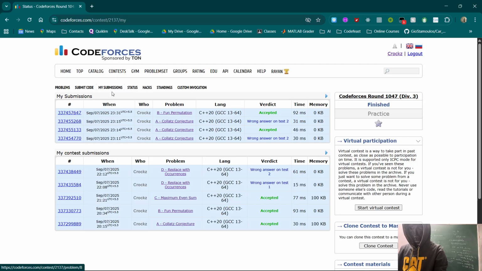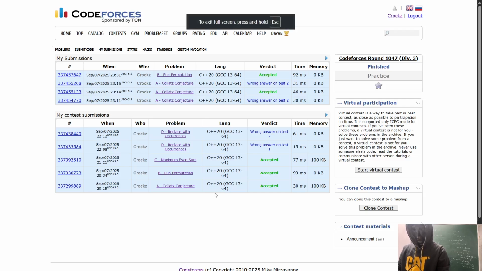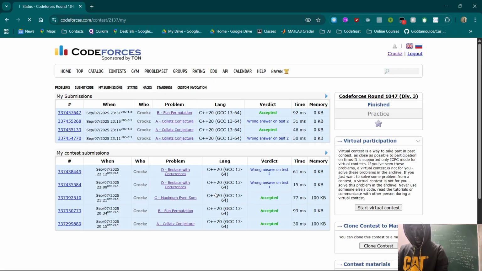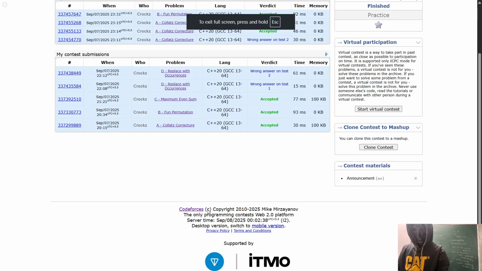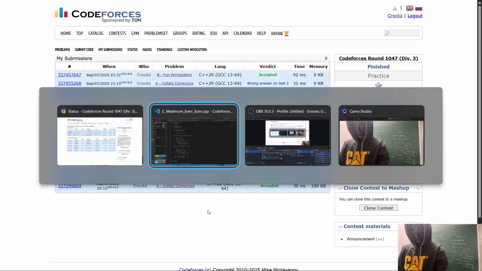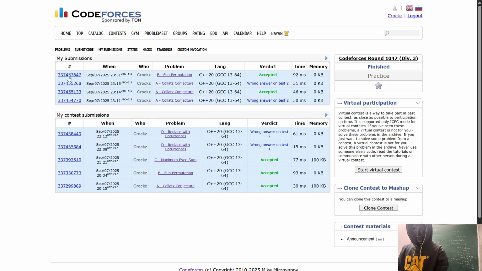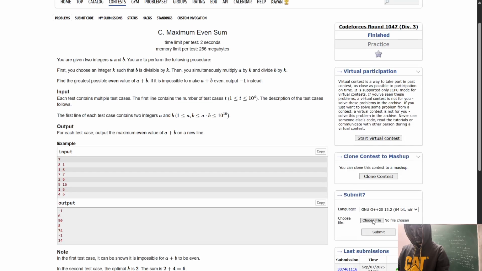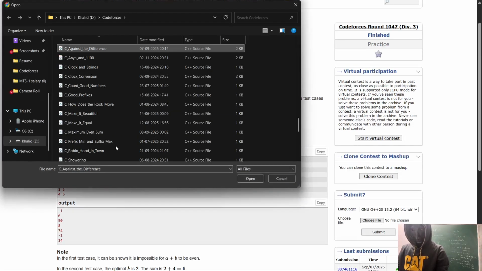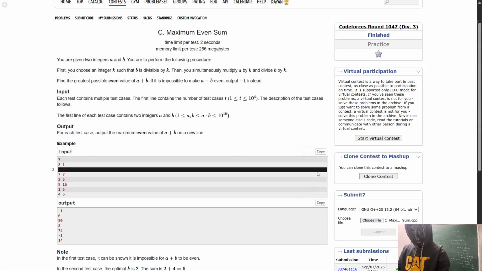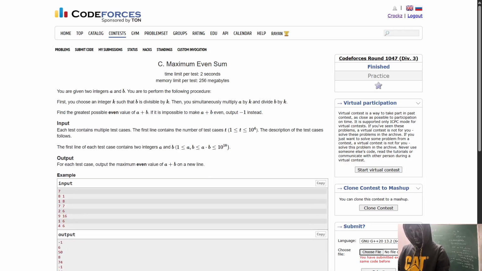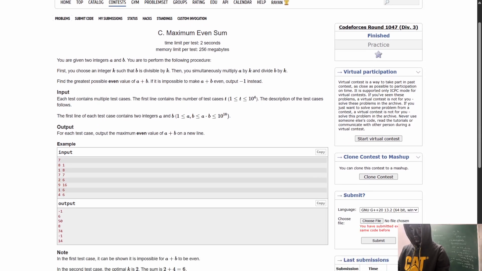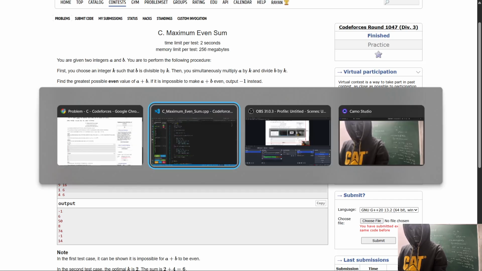Sorry, it is the B problem, not C. My bad. So yeah, we were submitting the C problem. Let's try to submit it. It was maximum even sum. It says you have already submitted exactly the same code before. Okay, it is saying I have already submitted it.